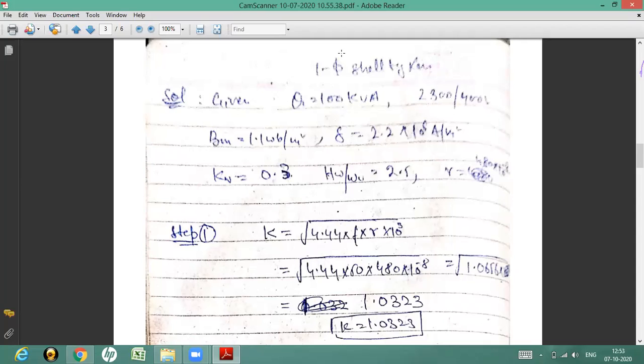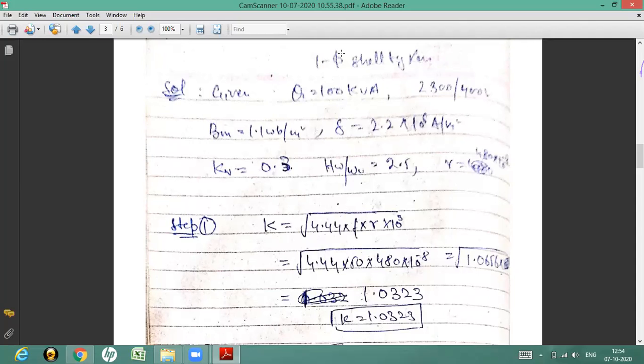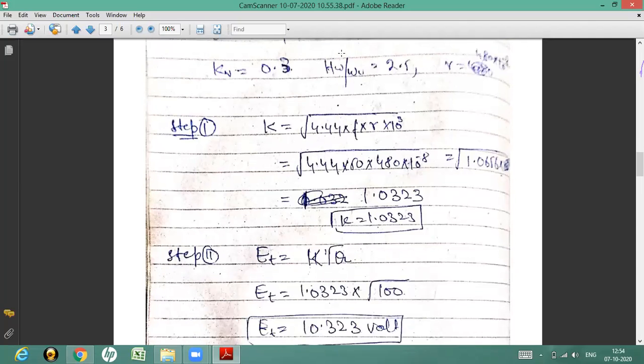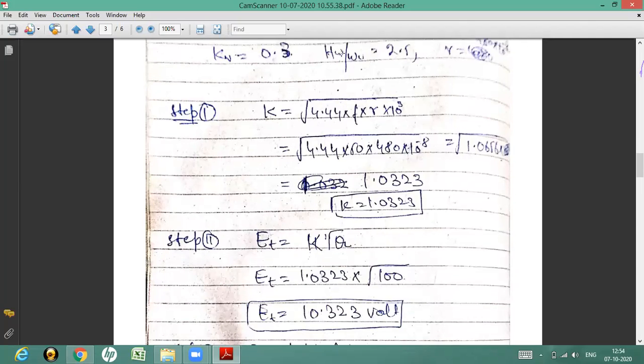You had a value K, you had a value of Q. Substitute K and Q, get the value of ET. What is the value of ET? 10.32. Yeah, exactly. So ET is equal to 10.323 volt. Clear?